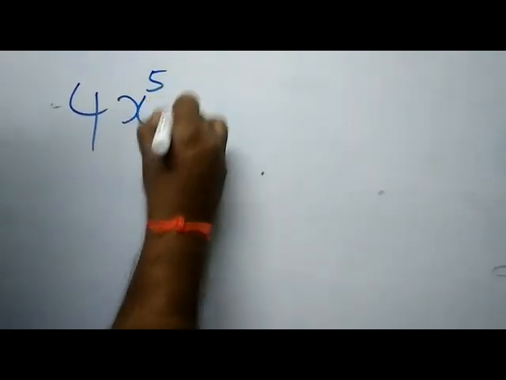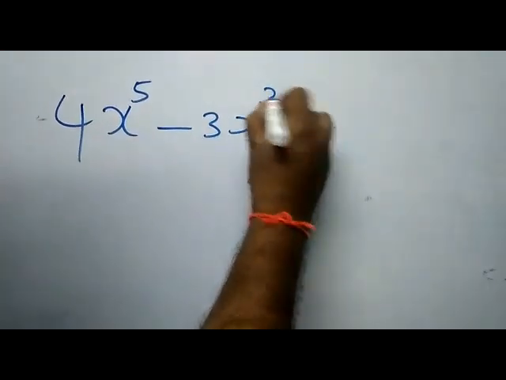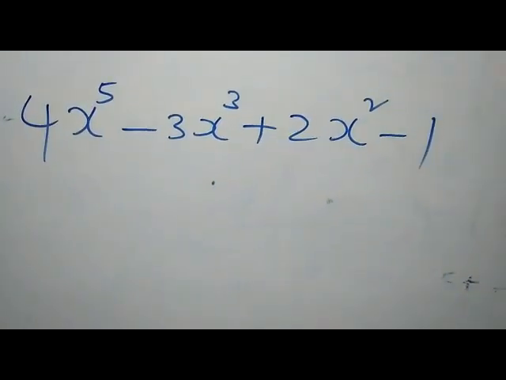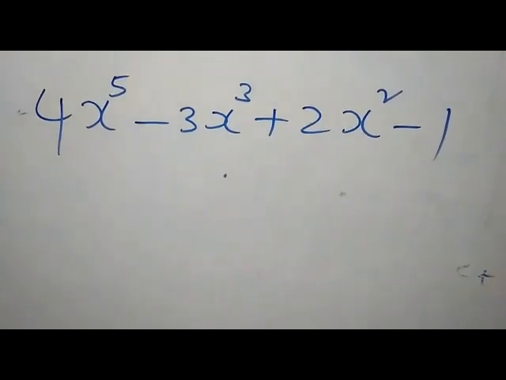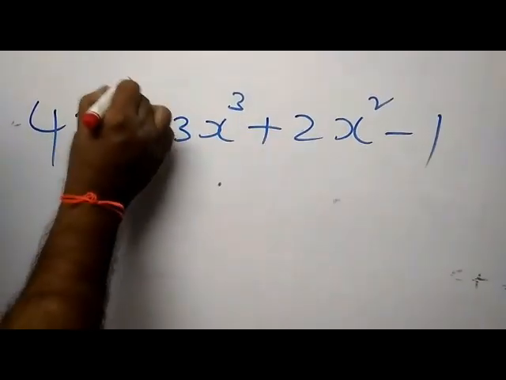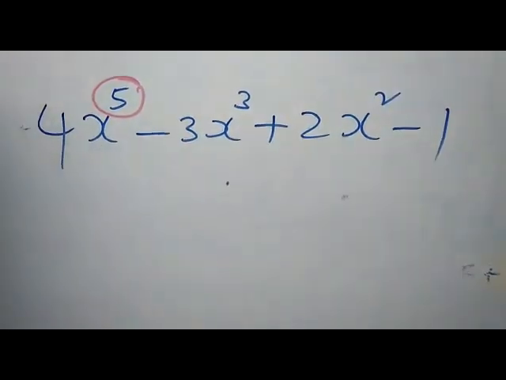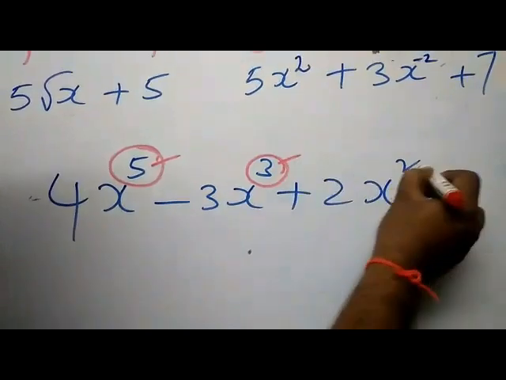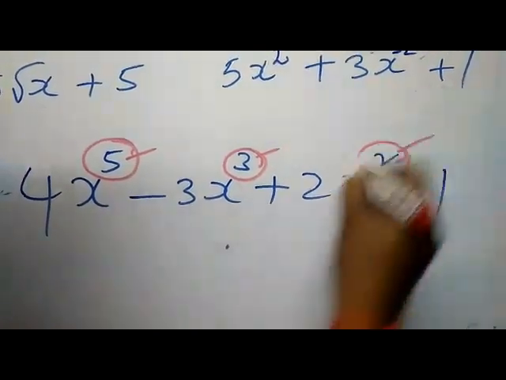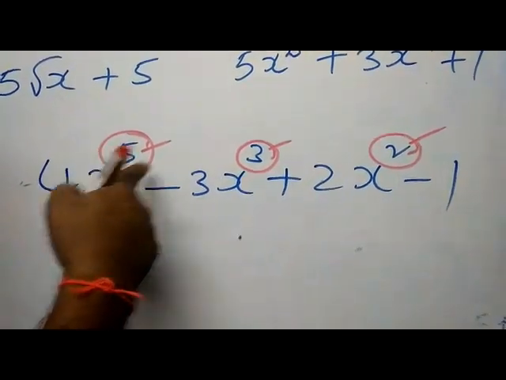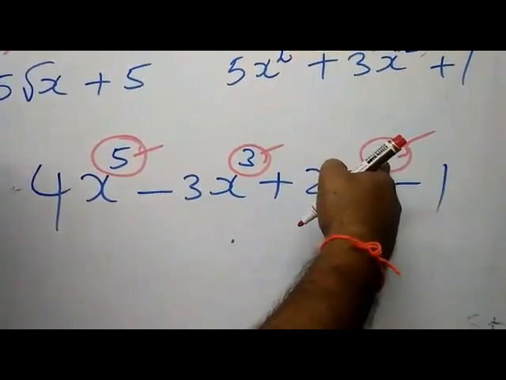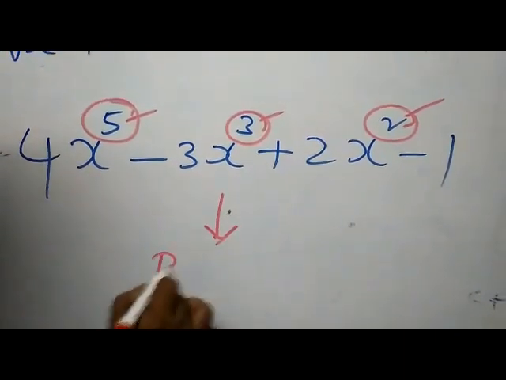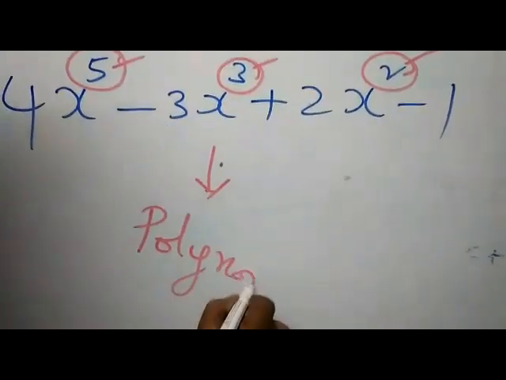4x to the power of 5 minus 3x cube plus 2x square minus 1. We have to check whether it is a polynomial or not. You see, the power of the variable is a whole number. 5 is a whole number, 3 is a whole number, 2 is a whole number. The power of the variable is a whole number in each term. That's why it is a polynomial.